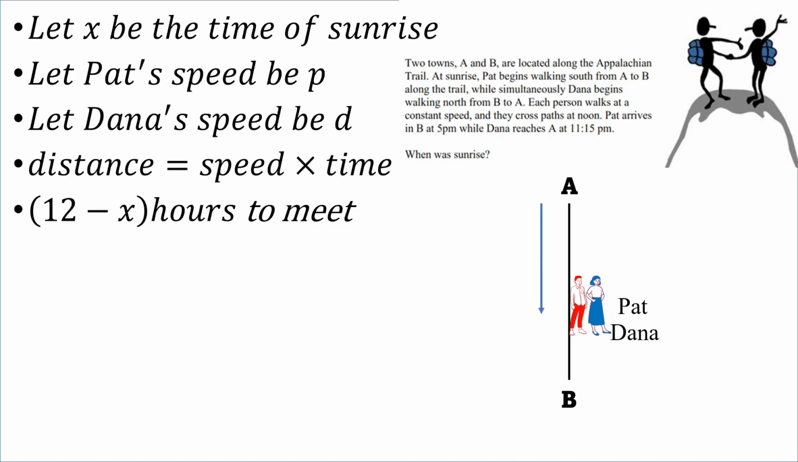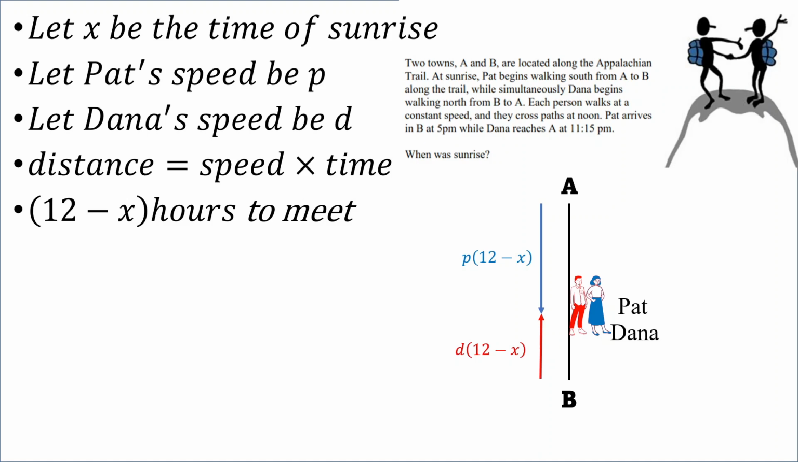Now, Pat traveled from A to some place in between A and B where they met. We don't know that distance, but we can say that it will be given by P times 12 minus X. Similarly, Dana's distance will be D times 12 minus X, which is their respective speeds multiplied by the time that they both were walking.